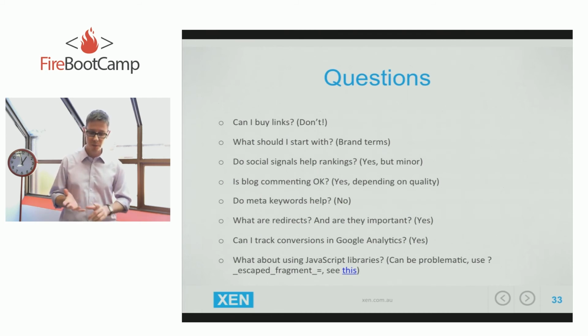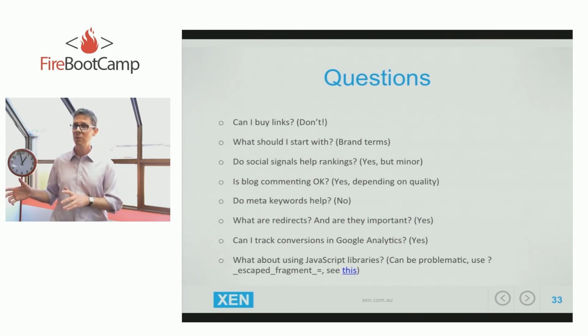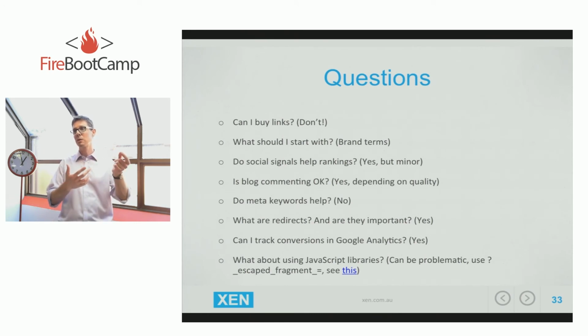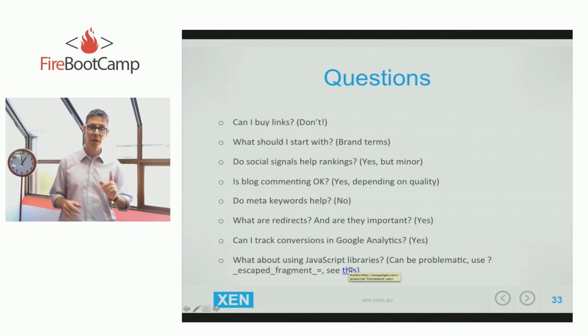And then the final question was, what about using JavaScript libraries? This is kind of a big discussion in itself, because you'll often find that a JavaScript framework, because it's so client heavy, is doing the AJAX calls after the page is loaded and inserting that. Google doesn't see that. And there's this escaped fragment call, it's a meta call that you can use. There's a link here to a whole blog post which covers how to do that. It's probably more an advanced kind of thing, but there's also other things.